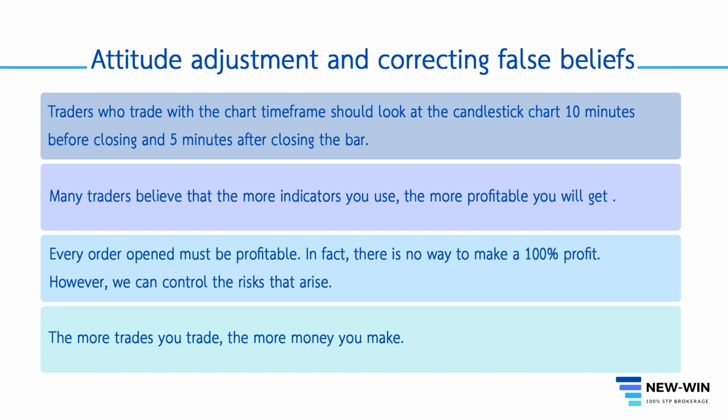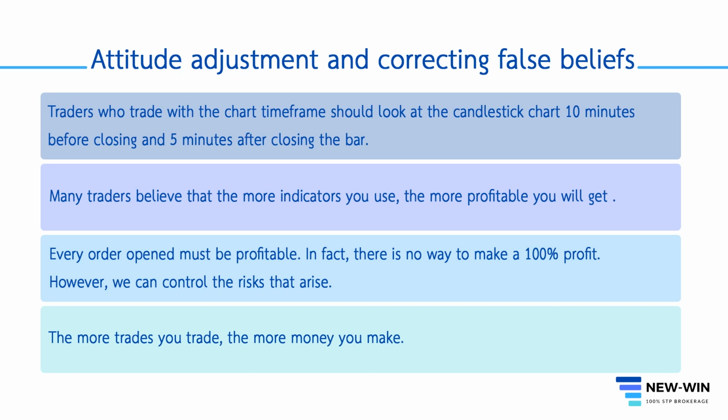Now let's move on to attitude adjustment and correcting false beliefs. Many traders want to watch the market at every moment because they think it's good to watch the chart at all times, but it's soon understood that this has nothing to do with better trading. Some investors reduce their time with screens, and their success rate is even higher. Therefore, investors must specify the most appropriate time to trade and then turn off the screens.